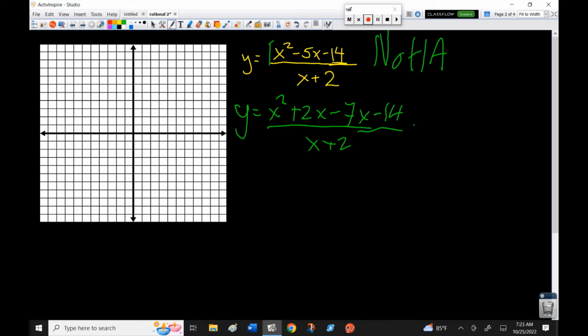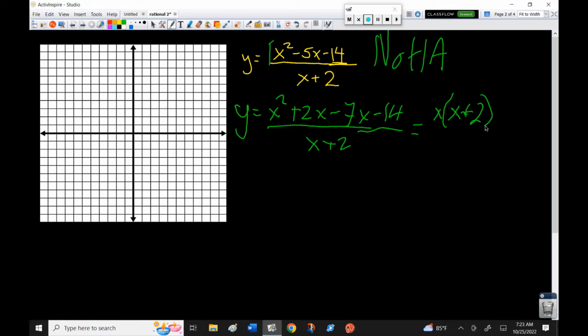And here we go. What's common in x squared and 2x? Well, that would be x squared. I'm sorry, that would just be x. And when we take out an x from x squared, we're left with x. When we take out an x from 2x, we're left with plus 2.